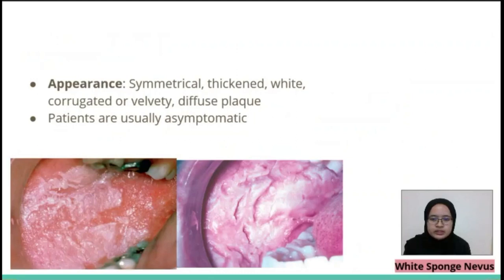The lesion appears as symmetrically thickened, white, corrugated or velvety diffuse plaques, affecting the buccal mucosa bilaterally in most instances, and patients are usually asymptomatic. As you can see in both of the pictures, it is a diffuse thickened white plaque of the buccal mucosa, and the lesion in the right picture is more corrugated.